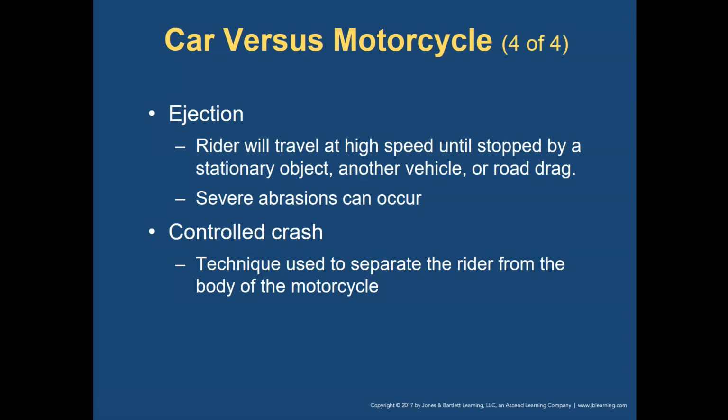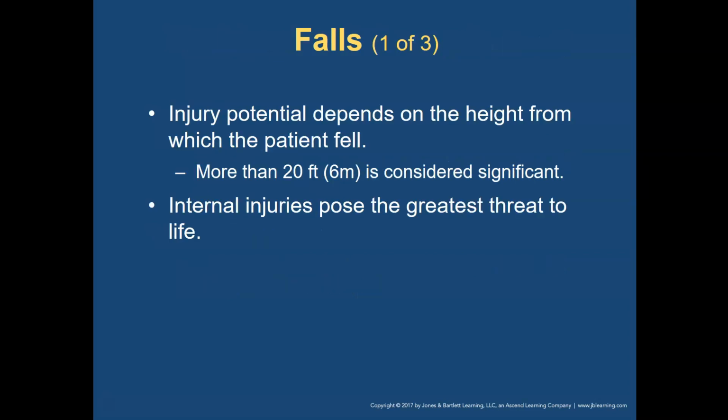Ejection: the rider will be traveling at high speed until stopped by a stationary object, another vehicle, or road drag. As you can imagine, with this you're going to see some bad road rash, and sometimes the road rash is all the way down to the bone if they were dragged around a little bit. And then controlled crash, a technique used to separate the rider from the body of the motorcycle and the object to be hit. It's referred to as laying the bike down. It's a bit more controlled chaos because they can control how this goes to an extent.